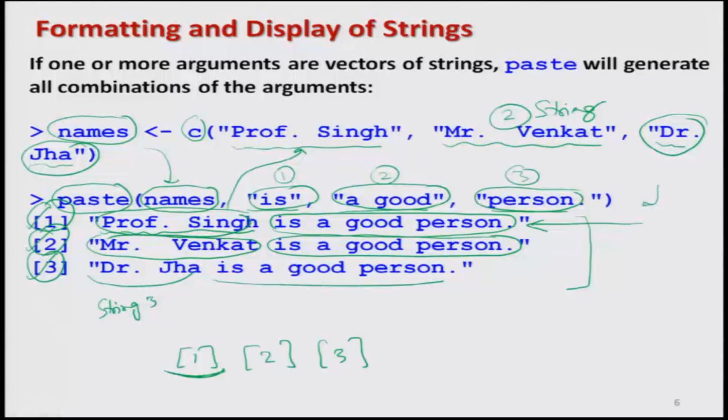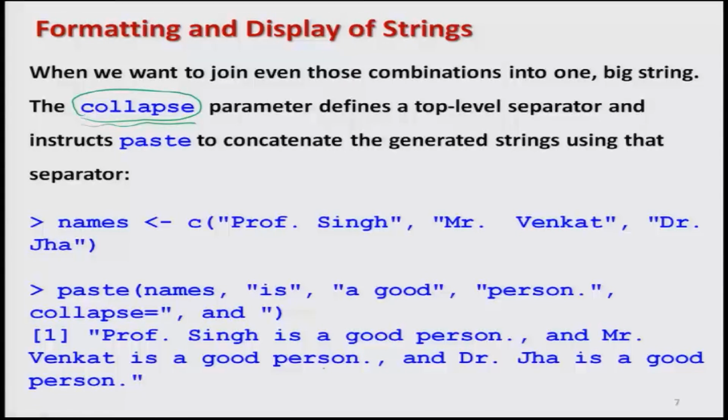This is: Professor Singh is a good person, followed by Mr. Venkat is a good person, and followed by Dr. Jha is a good person, but in a single line, not in 3 lines. So, for that I can use the function collapse. This is a function which joins the combination into one big string, and it uses the paste function inside itself, and it instructs to concatenate all the strings together by a given separator.